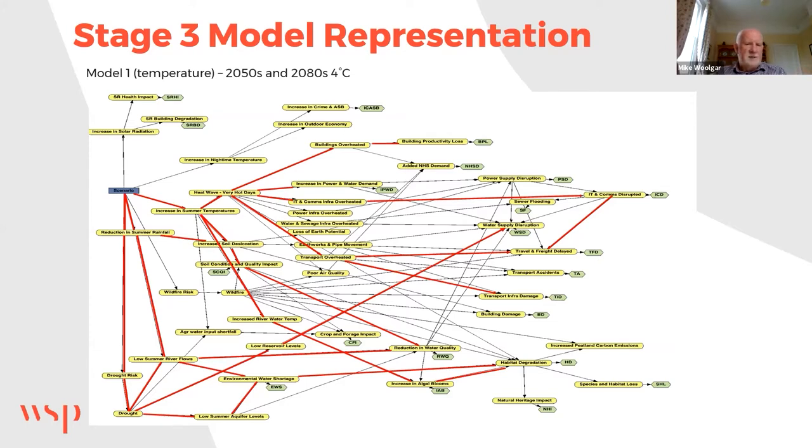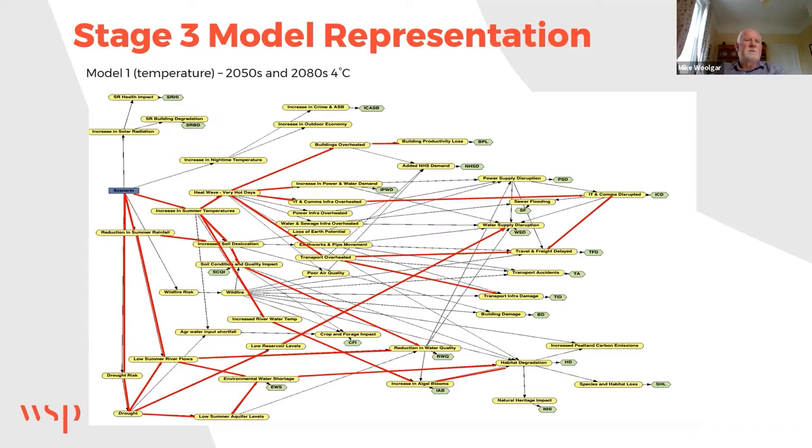And these are the risk pathways that were combined from the various maps. I've just highlighted a couple of routes you could take through it. So increase in summer temperature, heat wave, could be very hot days, buildings are overheated, building productivity loss, and that gives you an outcome. Or increase in power and water demand, or IT, comms and infrastructure overloaded and overheated. So you can follow all of these things through.